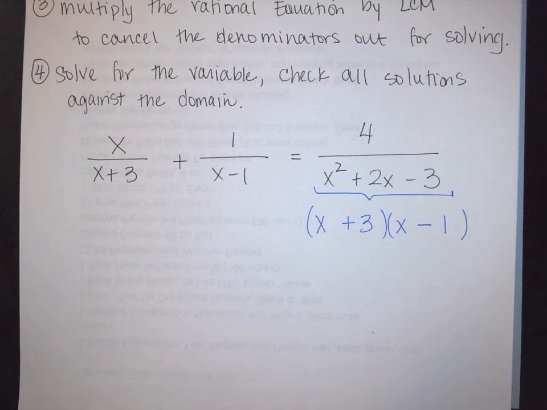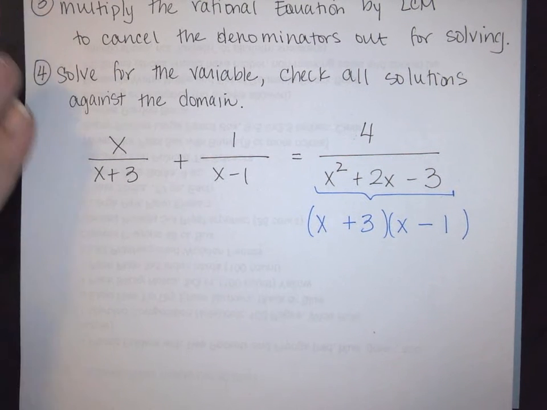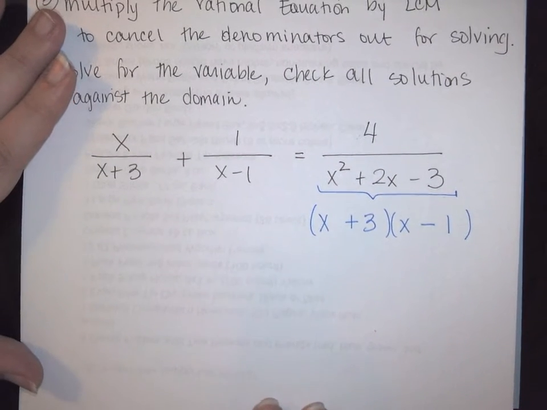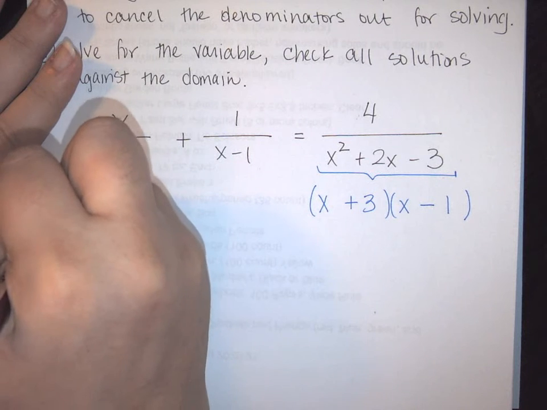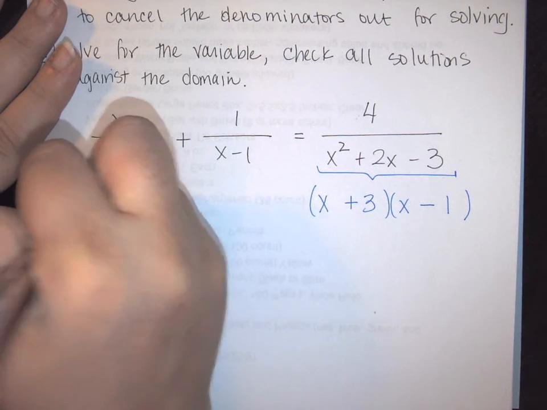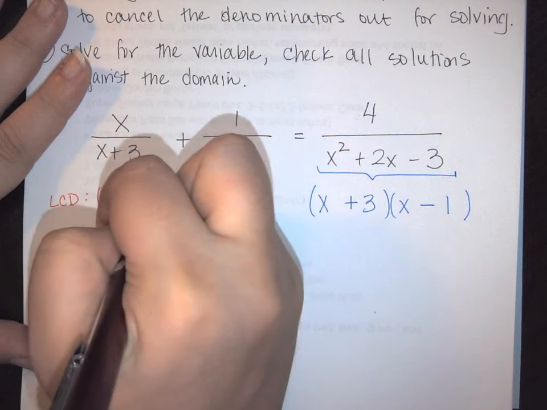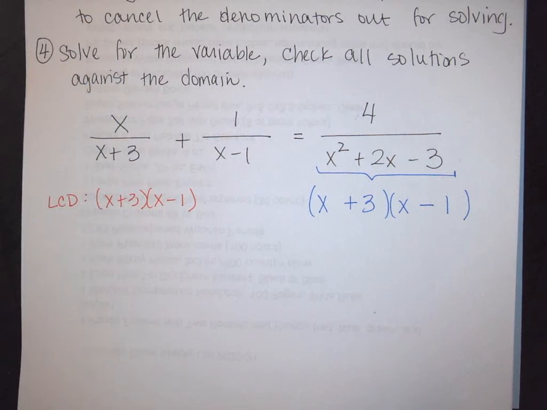Okay. Once you have factored it down, the next step is we need to identify that least common denominator. So here we're going to be able to state that the least common denominator is going to be x plus 3 and x minus 1.